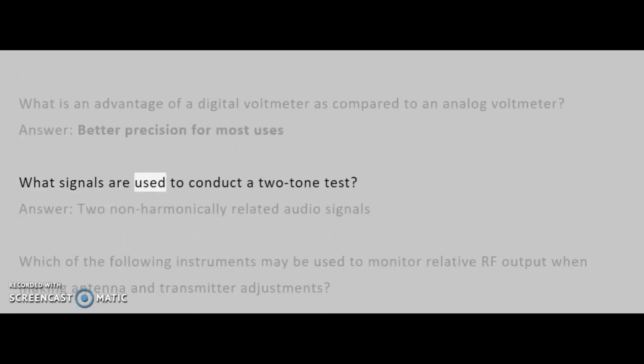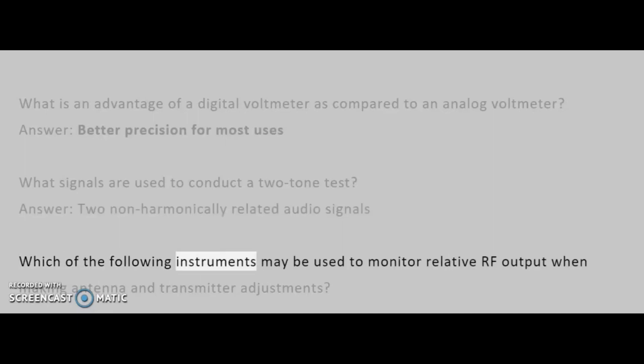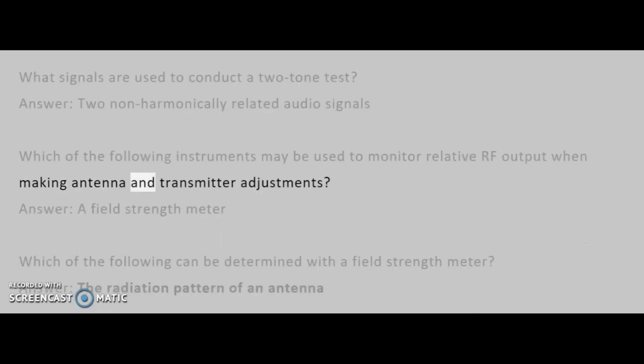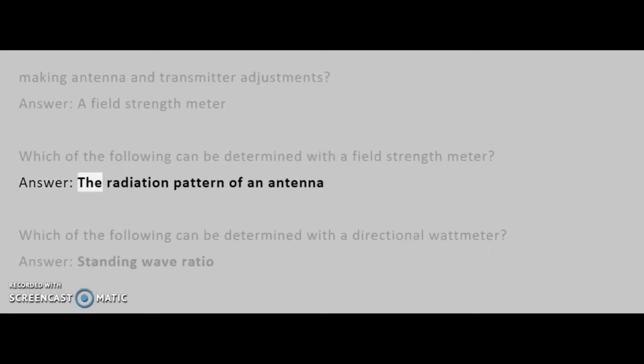What signals are used to conduct a two-tone test? Answer: 2 non-harmonically related audio signals. Which of the following instruments may be used to monitor relative RF output when making antenna and transmitter adjustments? Answer: A field strength meter. Which of the following can be determined with a field strength meter? Answer: The radiation pattern of an antenna.